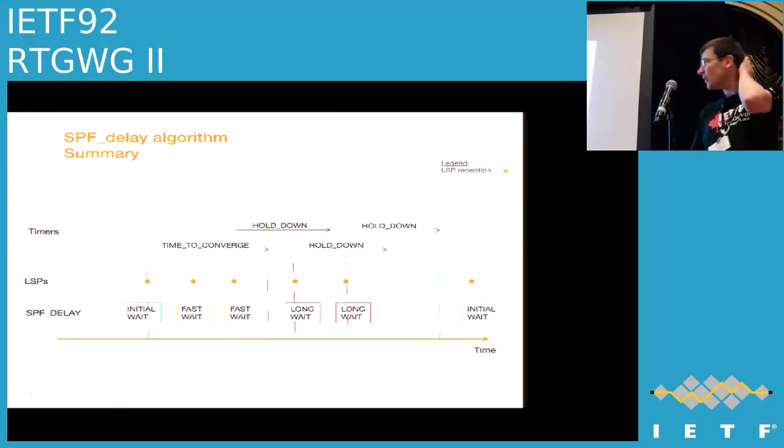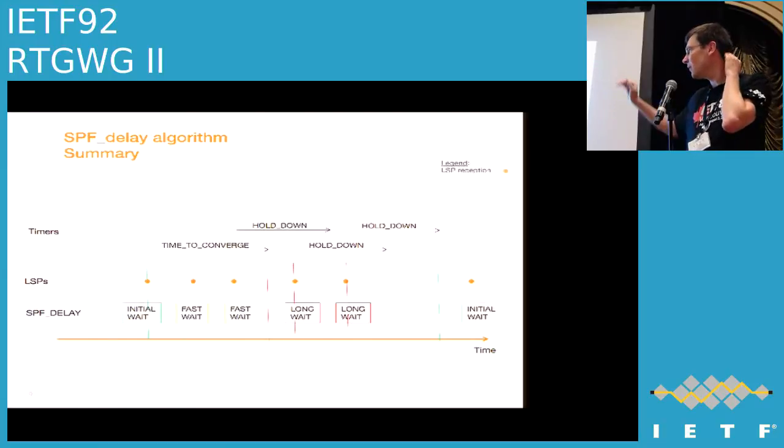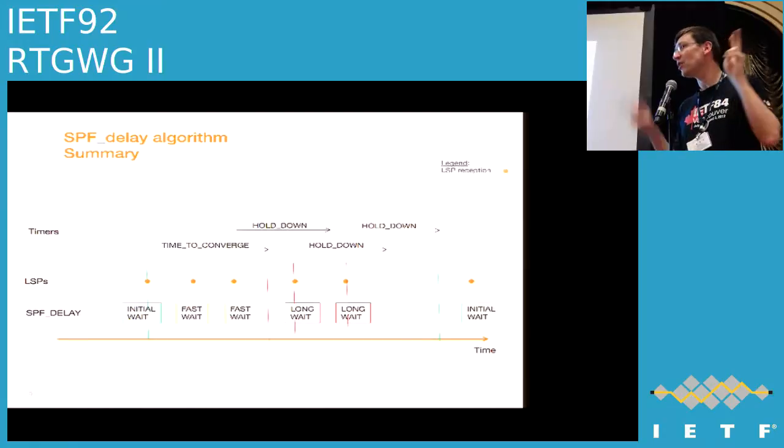So here you have a summary. From left to right, you have the time. At the top, you have the timers involved. Second line is IGP events, as we call it, LSPs or LSAs. On bottom, we have the SPF delay value which is used.